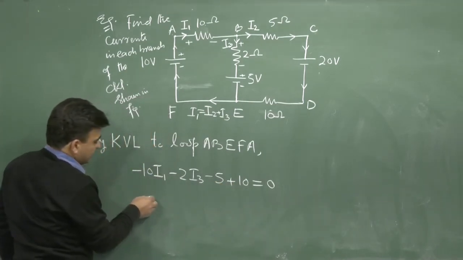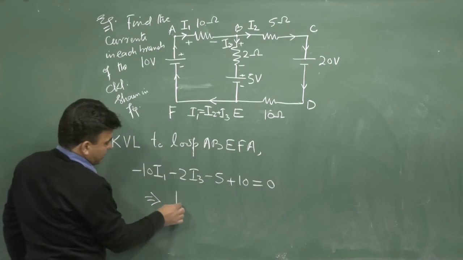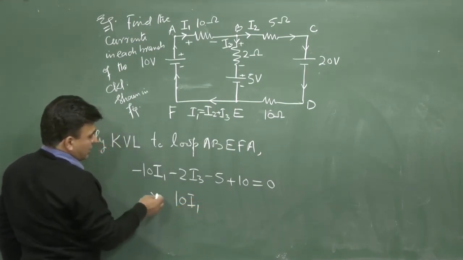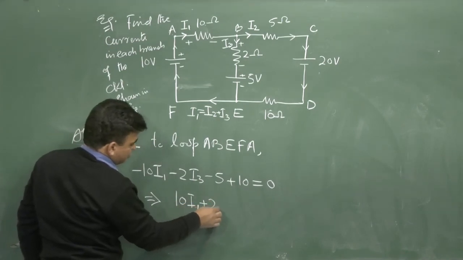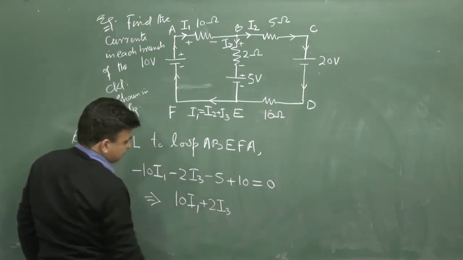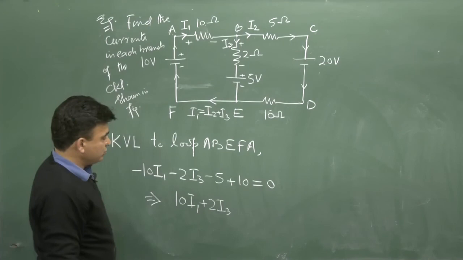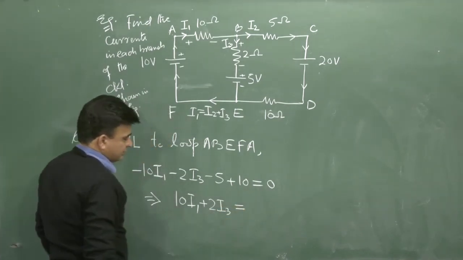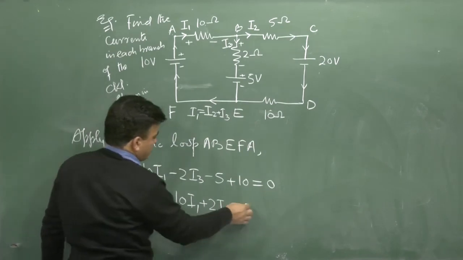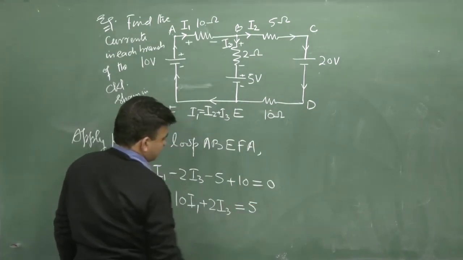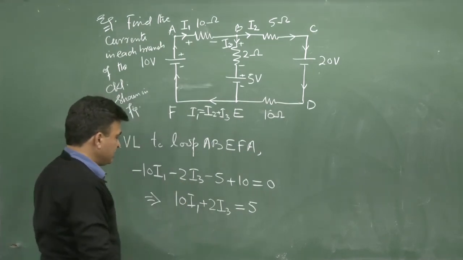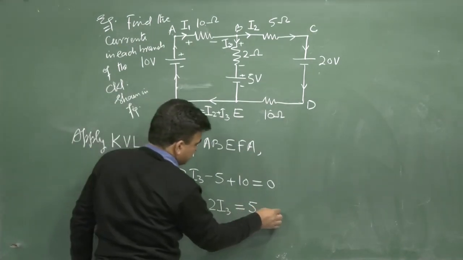Or I can write it like this: 10 I1 plus 2 I3 is equal to 5. I have shifted these two on the other side. Let us call this equation 1.